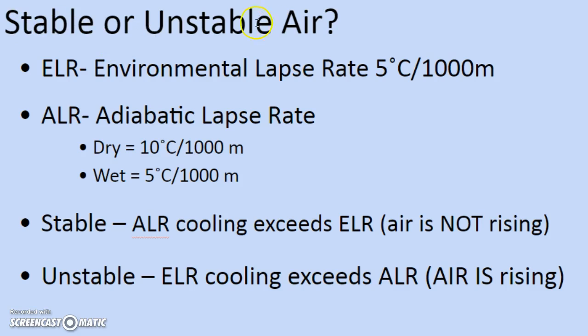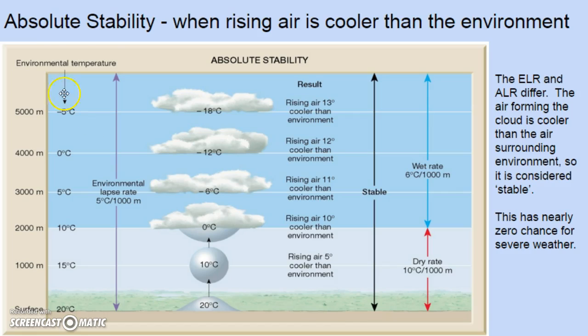So now let's look at stable or unstable air. We're going to talk about ELR, environmental lapse rate, and the adiabatic lapse rate. We've established a dry rate of 10 degrees C per 1,000 meters and a wet rate of 5 degrees C per 1,000. With stable air, the ALR cooling exceeds the ELR. Air is not rising. And unstable is saying that the environmental lapse rate cooling exceeds the adiabatic lapse rate. Air is rising. If air is rising, it's generally termed unstable.